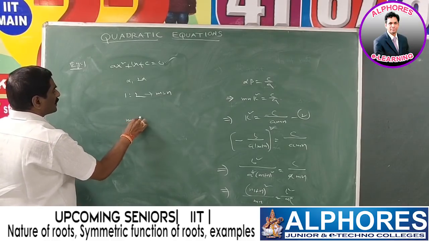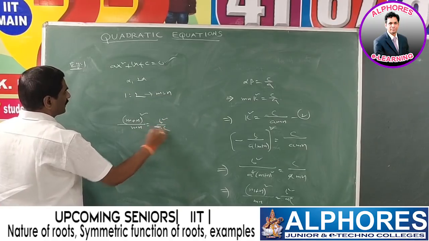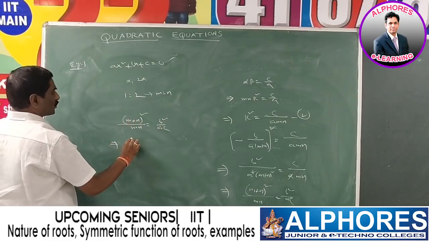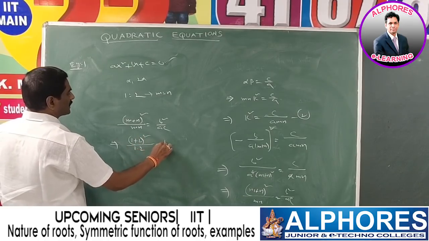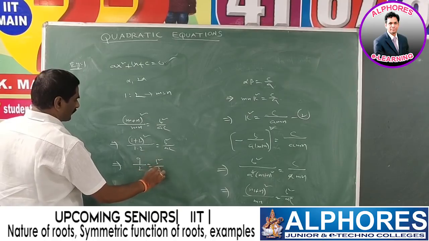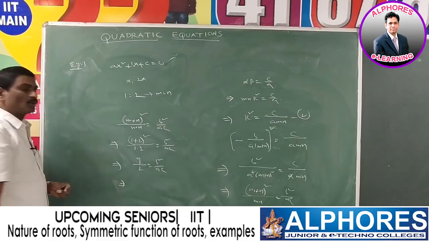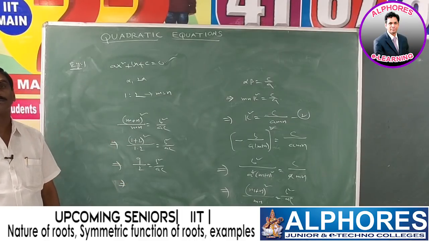Now we find the relation m plus n whole square by mn is equal to b square by ac. That means 1 plus 2 whole square by 1 into 2 is equal to b square by ac. That means 9 by 2 is equal to b square by ac. That implies 2b square is equal to 9ac. It is the relation between a, b, c.